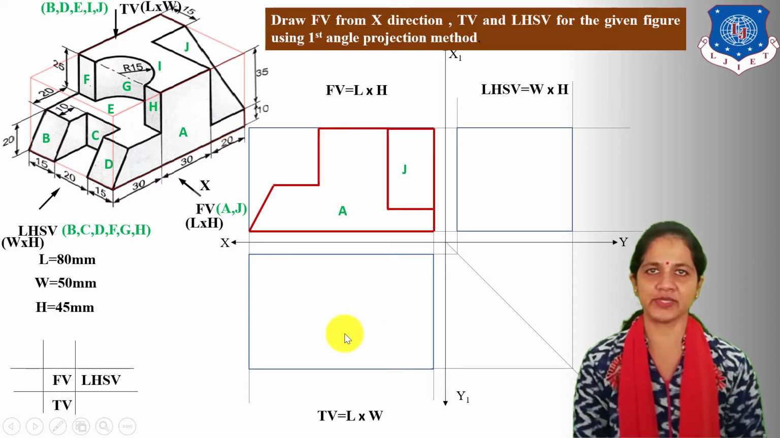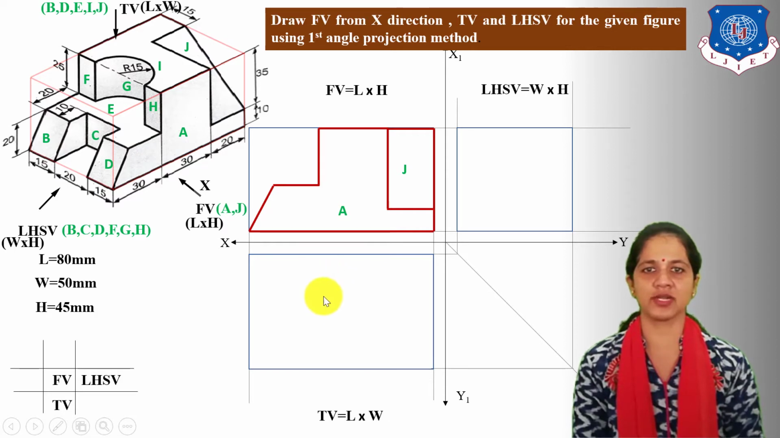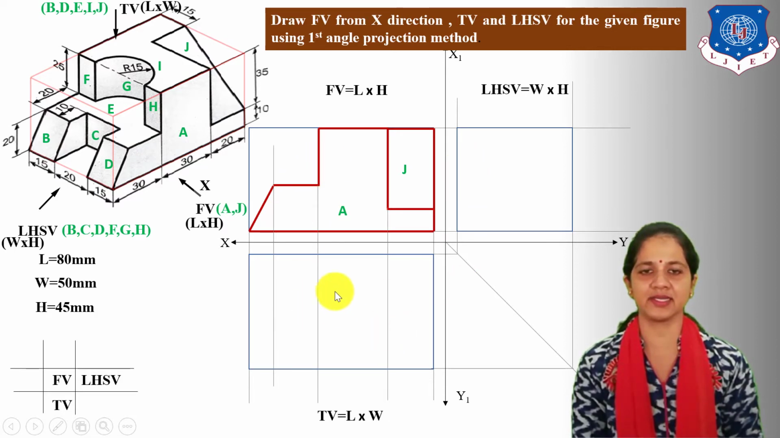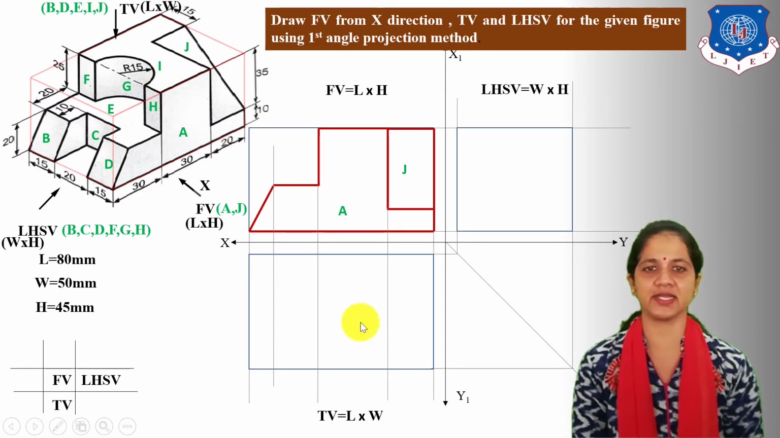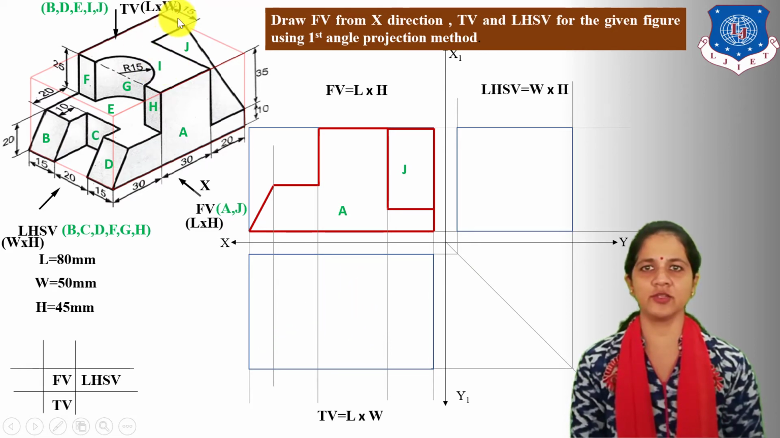Next draw visible top view in top view box. Now in front view and top view length is common, so transfer all lengths in top view. First locate I surface in top view. The width of I surface is 15 mm. So locate 15 mm width. Next locate length 20 mm of I surface. So this is 20 mm length.